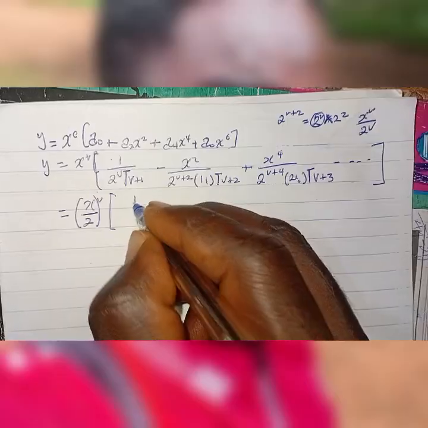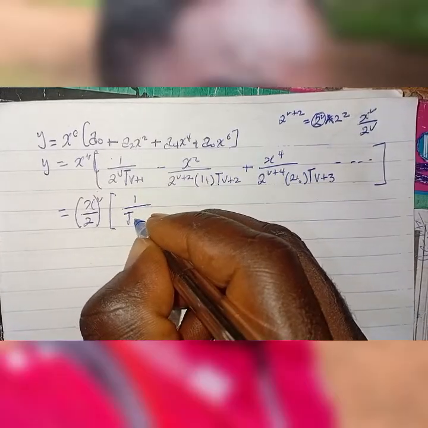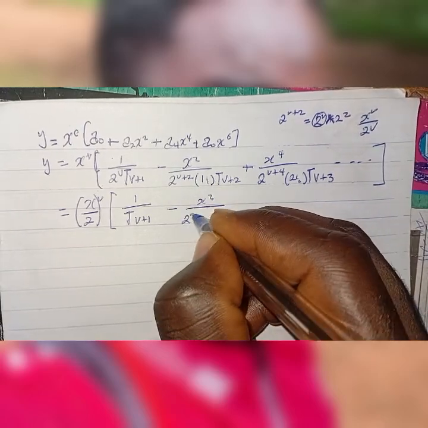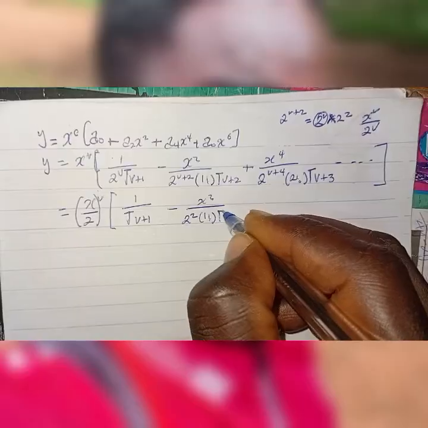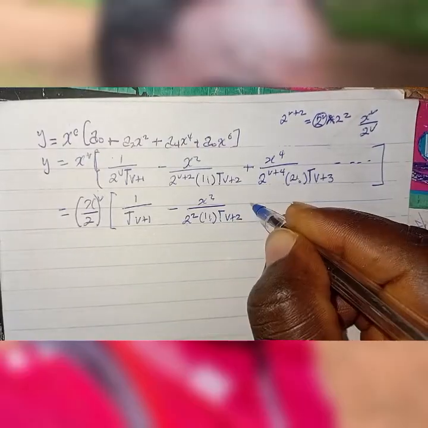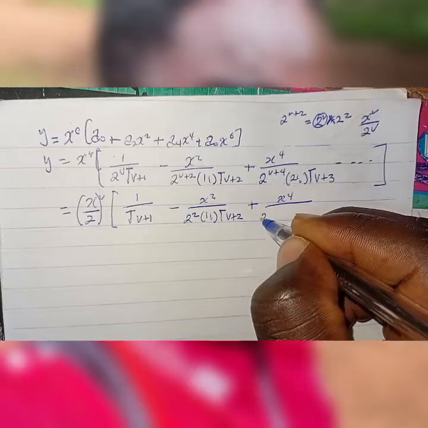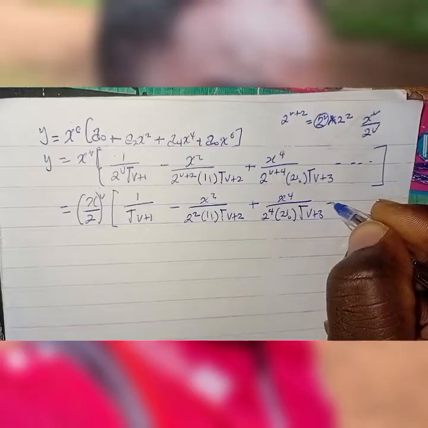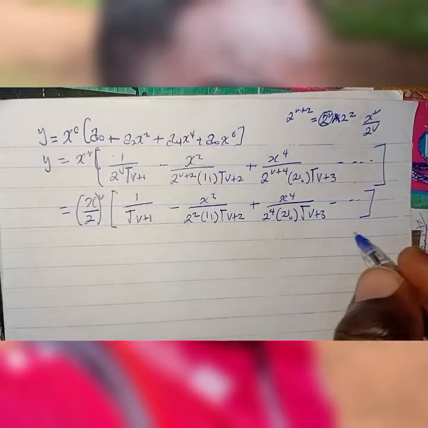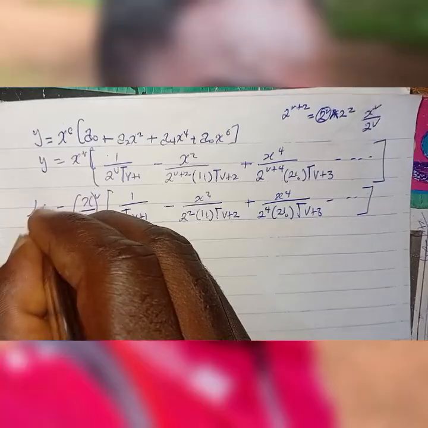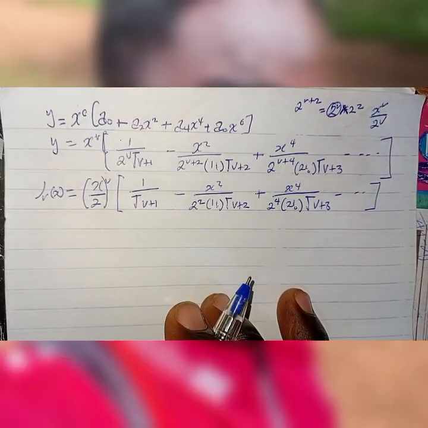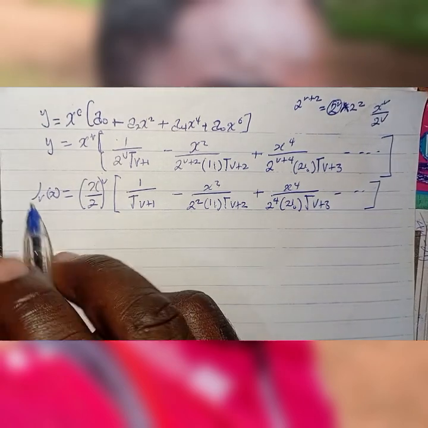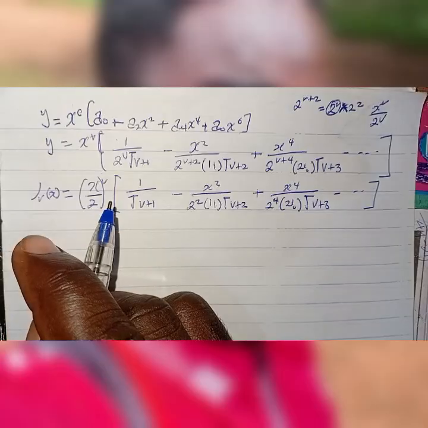Now, we're going to have 1 over gamma v plus 1 minus x squared. This one is going to remain 2 raised to power 2, 1 factorial, gamma v plus 2, plus x raised to power 4 over 2 raised to power 4, 2 factorial, gamma v plus 3, minus the next one. And all this is equal to J v function of x. I'm going to show you the meaning of J v function x later on.